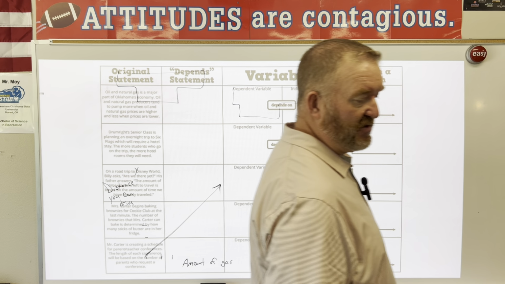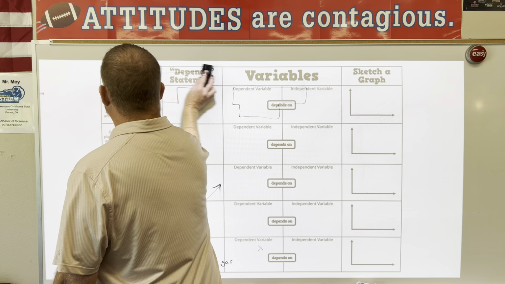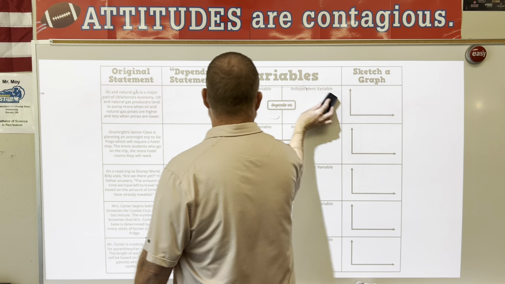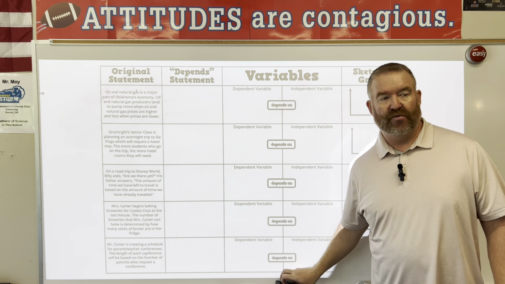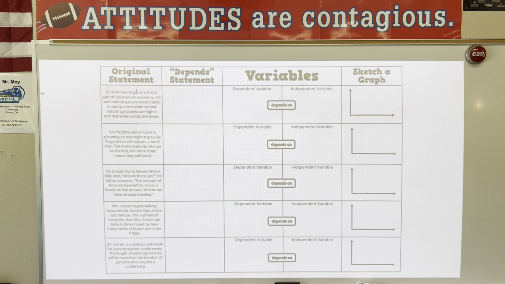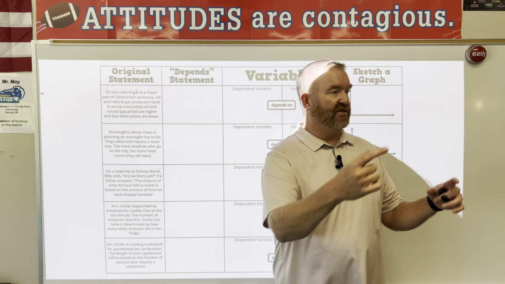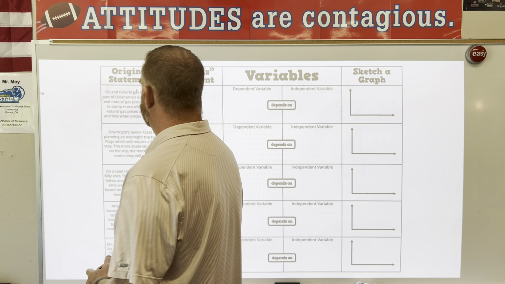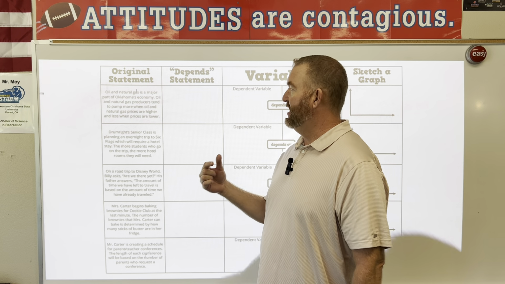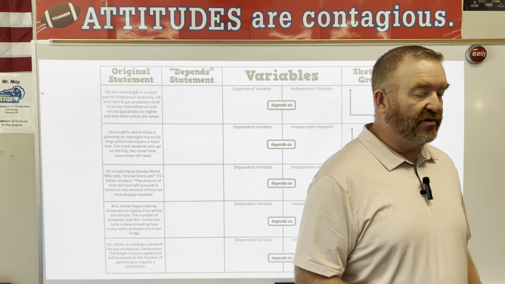Let's go to this worksheet. Go to the front. I'm not going to spend a whole lot of time talking. Okay, we're going to go through this pretty quick. The original statement, I know this is kind of hard to see for those of you watching the video. That's fine. I'm going to read it to you. This is on Canvas if you want to see the worksheet, for those of you that have access to it. All right, here we go. The original statement. Oil and natural gas is a major part of Oklahoma's economy. Oil and natural gas producers tend to pump more oil when prices are higher and less when prices are lower.